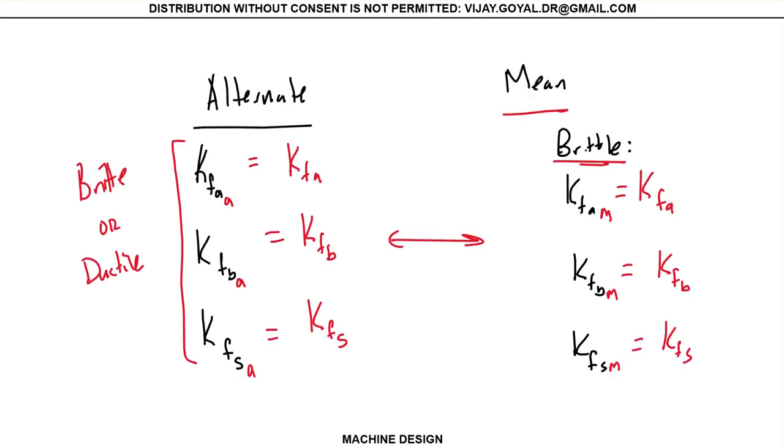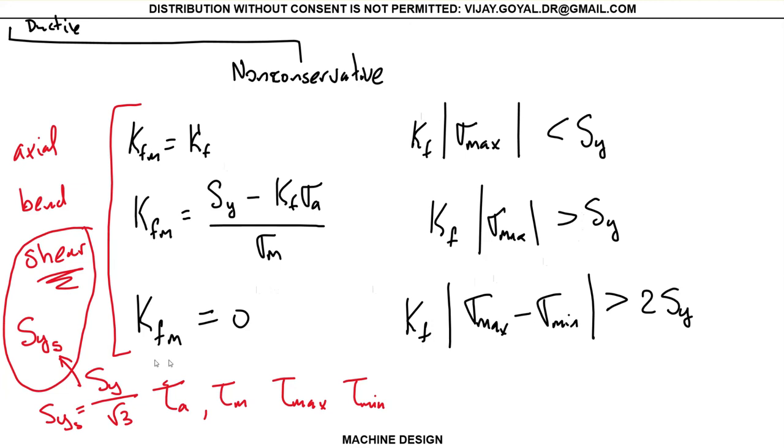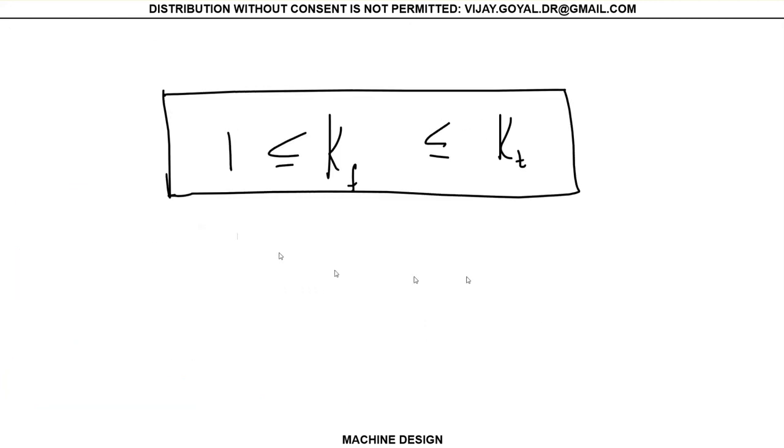Once you did that, for brittle materials, alternate was not a problem. It's the same for both cases. For mean, this is the case that you work with for brittle. And for ductile materials, you had two cases. It's typical to just use this for both ductile and brittle. This is a conservative approach. This is a non-conservative approach that's a little more complex. And this is bound between, don't forget, 1 and KT.